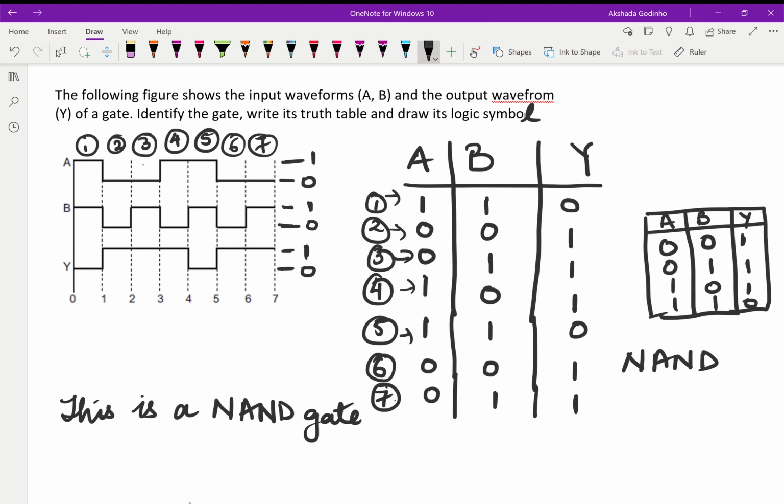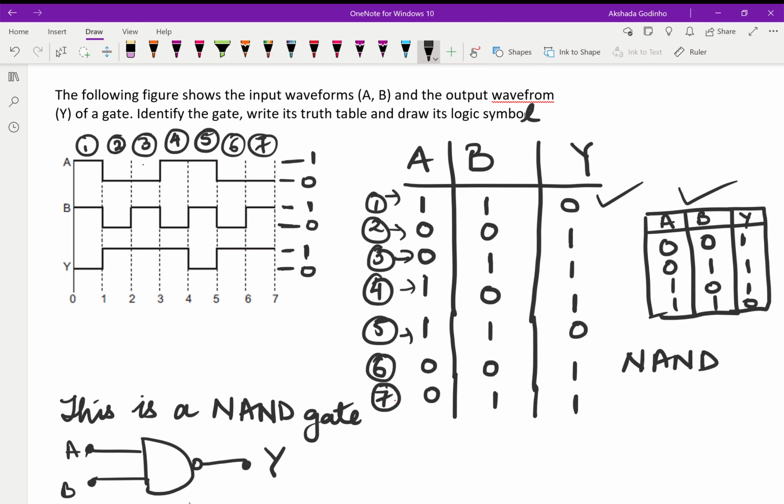and you are going to write the truth table and draw its logic symbol. So the truth table is already drawn. These two are here, and you will draw the logic symbol. That's it. A, B, and your gate is done. This is what you are going to do.